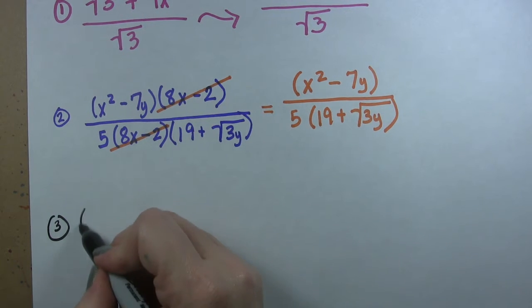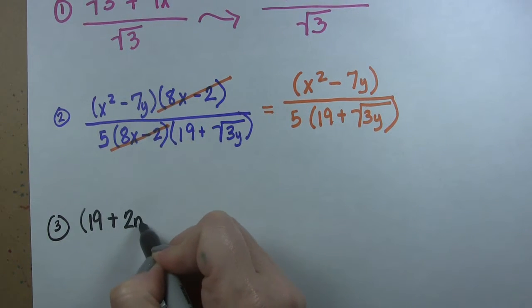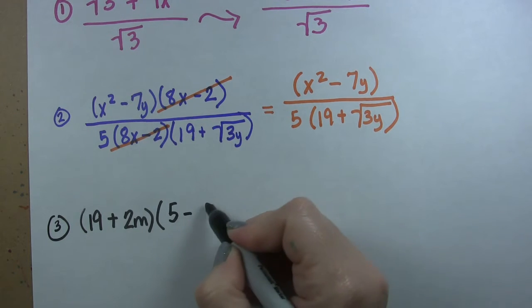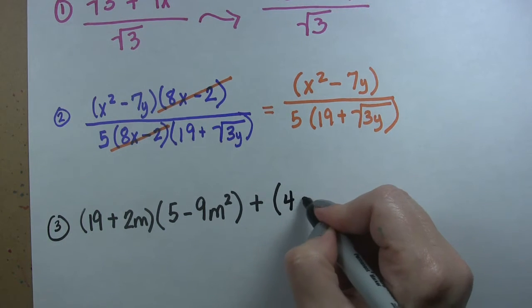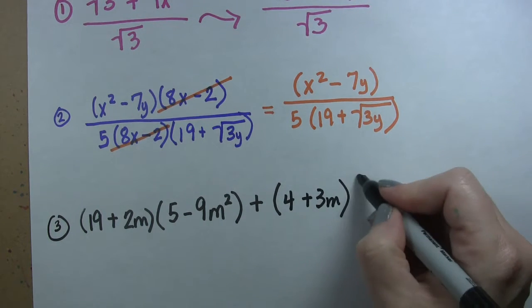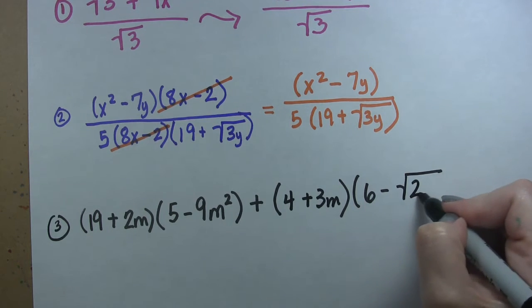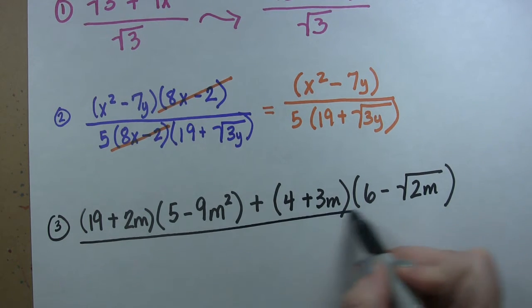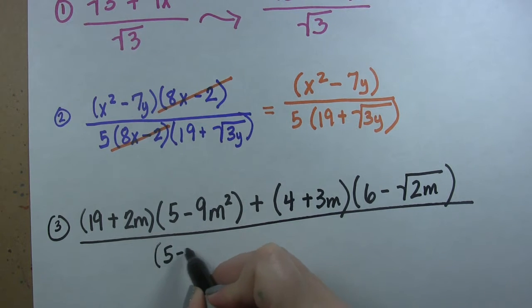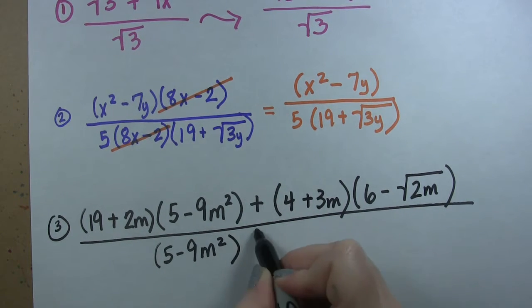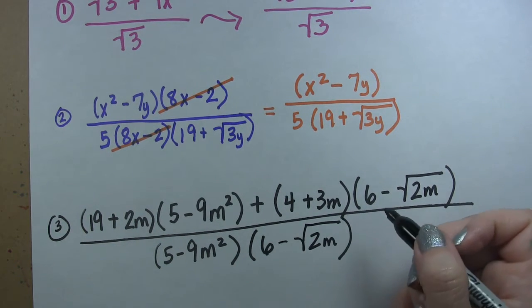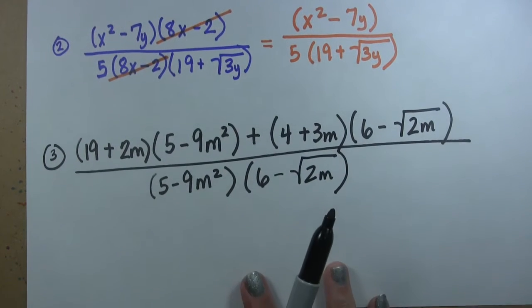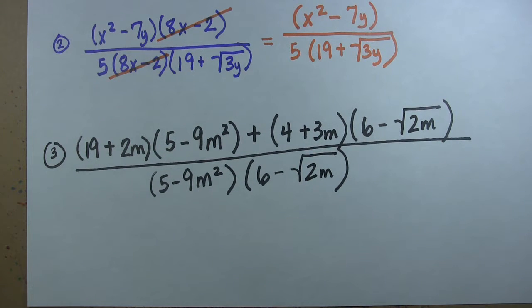What if we had 19 plus 2m times 5 minus 9m squared plus 4 plus 3m times 6 minus the square root of 2m, all over 5 minus 9m squared times 6 minus the square root of 2m. Okay, how can I reduce this? The answer is I can't.